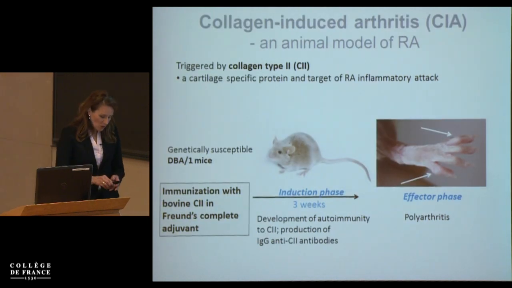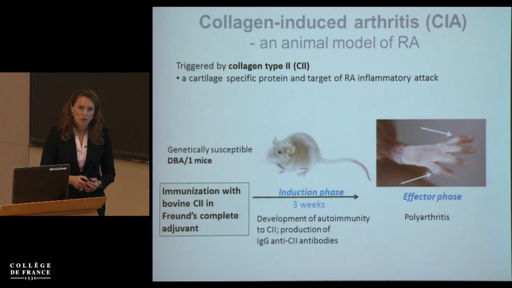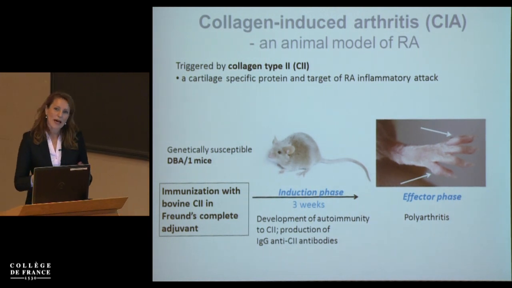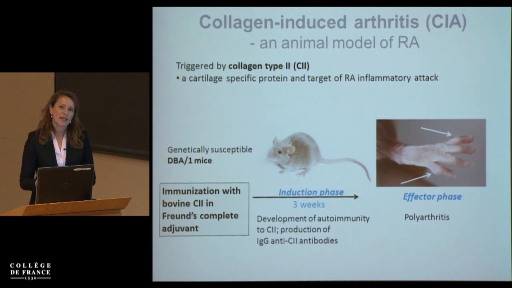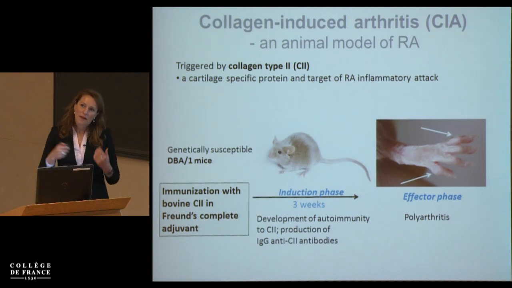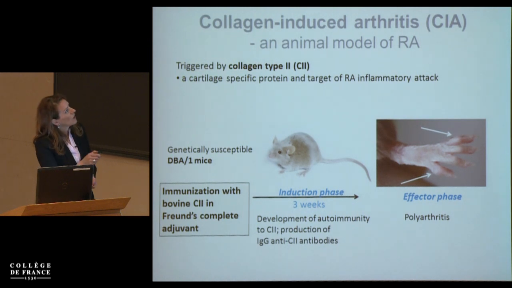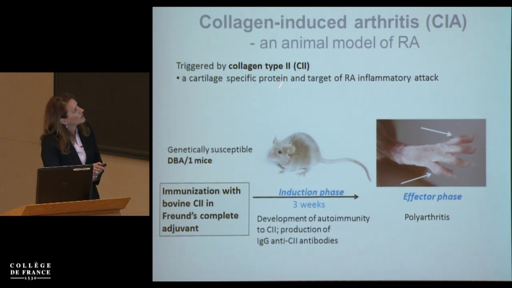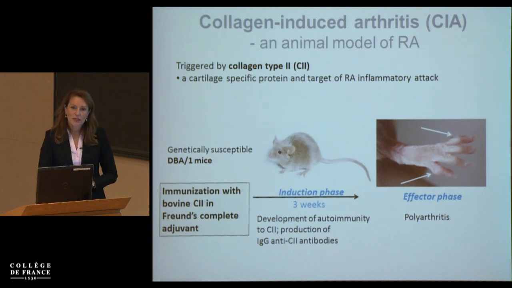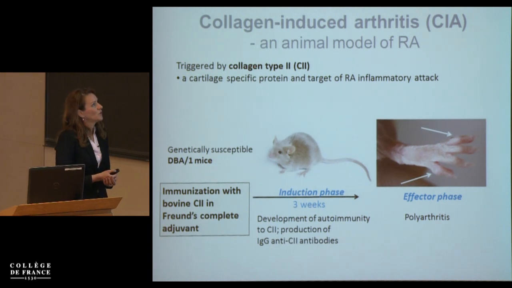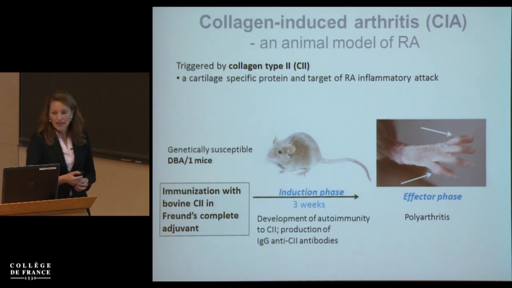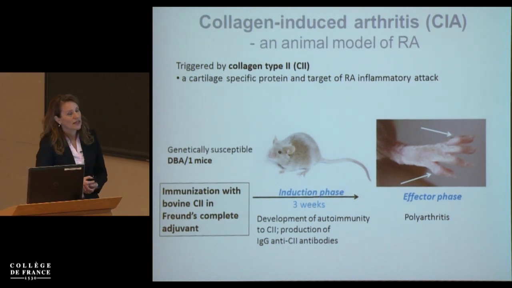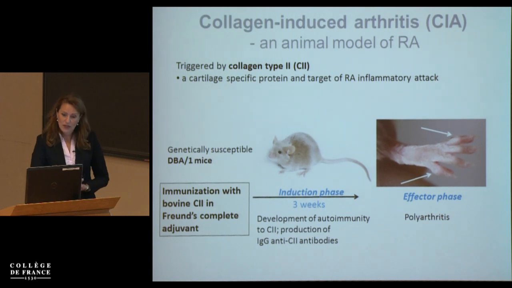To study a human disease, sometimes you need animal models, because you need to know what happens before you see the clinical manifestation. One very common animal model for arthritis is collagen-induced arthritis, which we use in our lab. It is triggered by collagen type 2, a cartilage-specific protein, and it is actually a target in the inflammatory attack in rheumatoid arthritis.